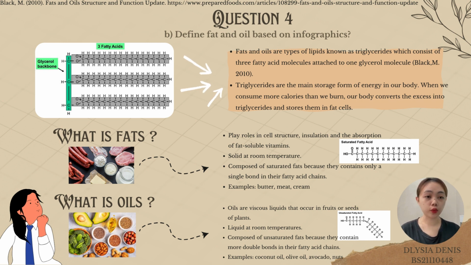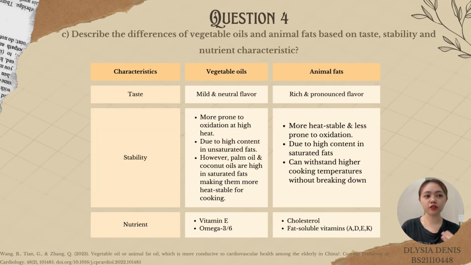Oils are liquids that occur in fruits or seeds of plants, which are composed of unsaturated fats that contain double bonds in their fatty acid chains, for example coconut oil, olive oil, avocado, and nuts. The difference between vegetable oils and animal fats based on taste is that vegetable oil has a mild and neutral flavor, while animal fats have a rich and pronounced flavor.